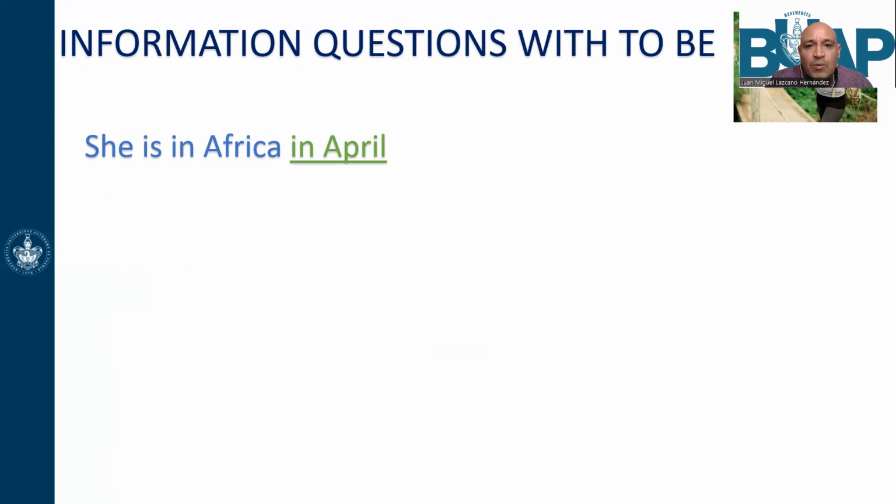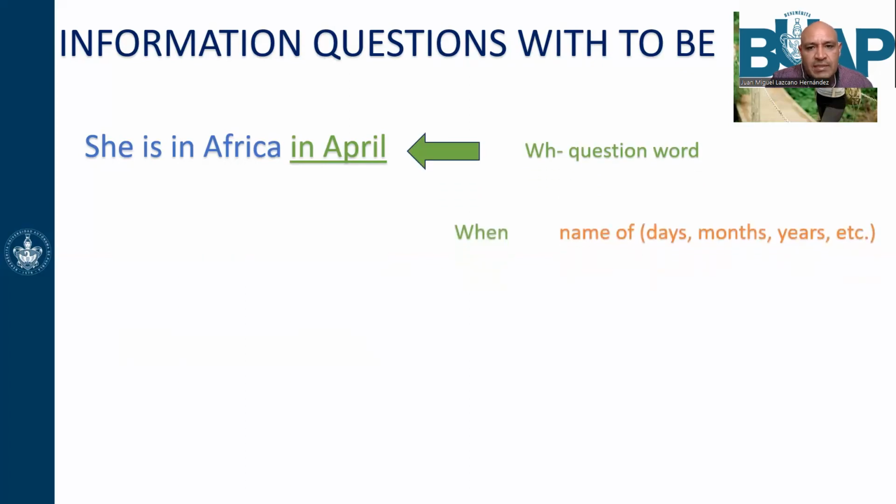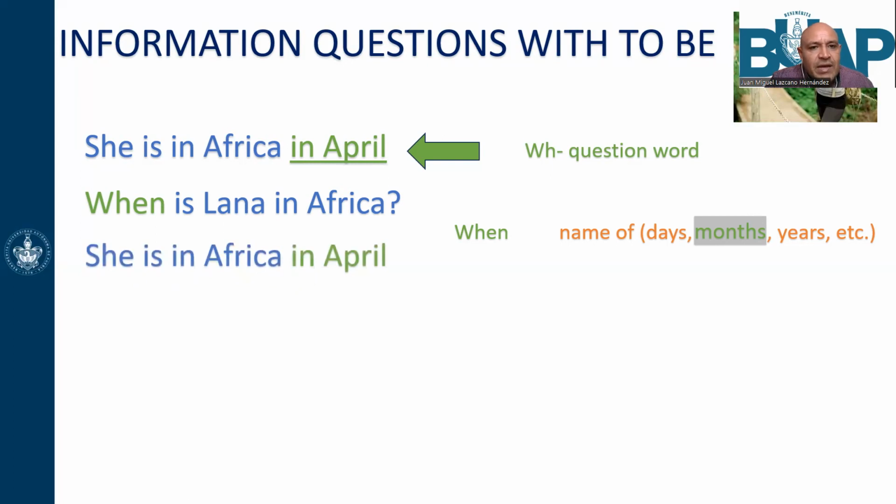In April. Well, the answer is in April. So, which WH question word do we need to talk about April? We're going to say when. When is used to talk about the name of days, months, years, etc. So in this case, the answer is when we name the name of months. So we're going to use when. When is Lana in Africa? She is in Africa in April.